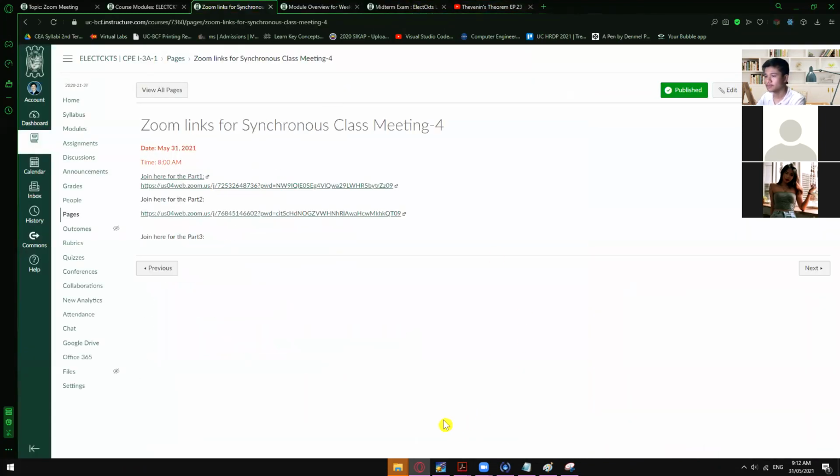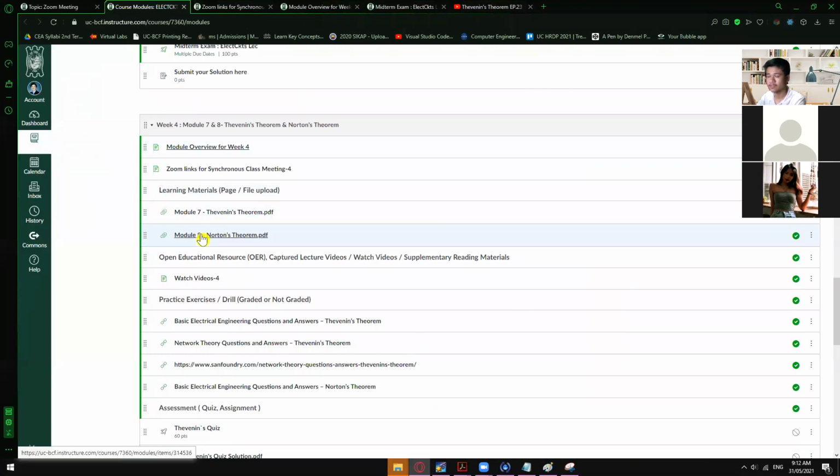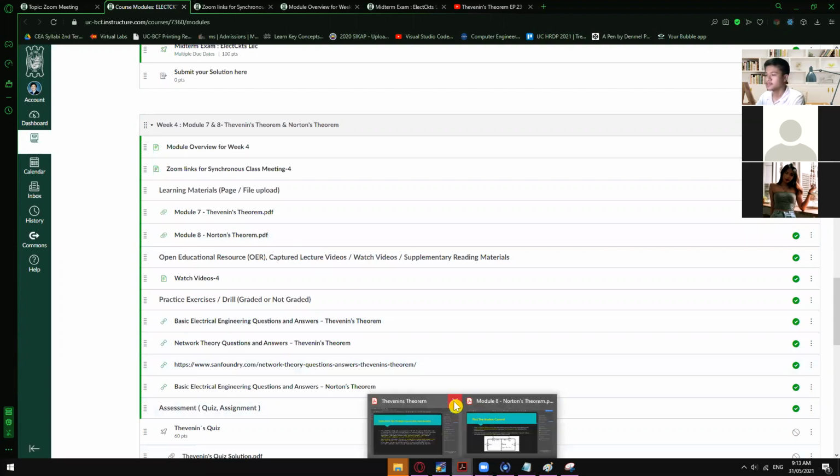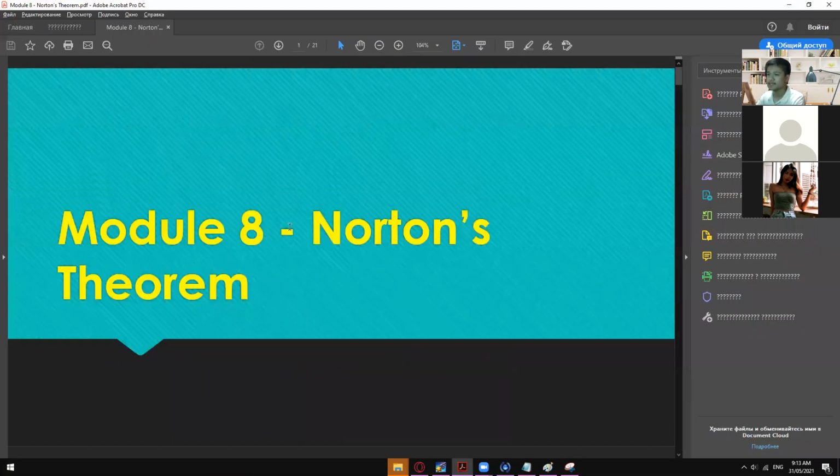So moving on to the next module, which is the Norton's theorem. Once you've learned the concept or the idea of Thevenin's theorem, understanding the Norton's theorem is super easy. Once you're done understanding Thevenin's theorem, you have already understood 50% of the Norton's theorem because they have a similar concept. Just in some ways they're different. So without further delay, let's now move on to the Norton's theorem.